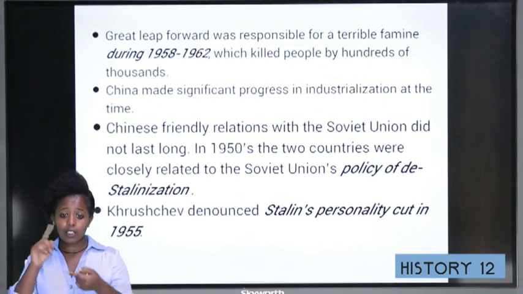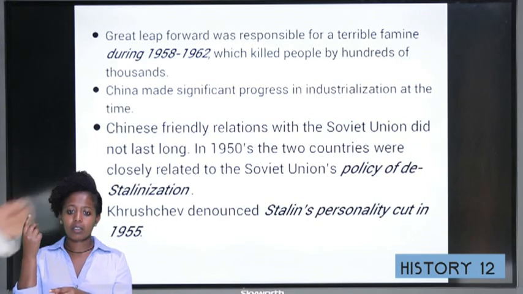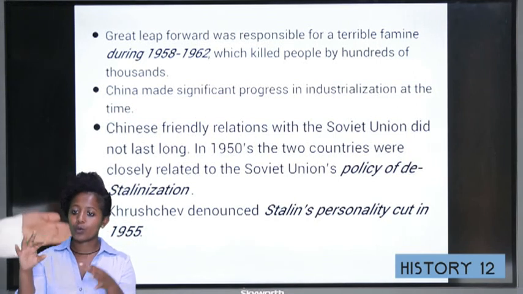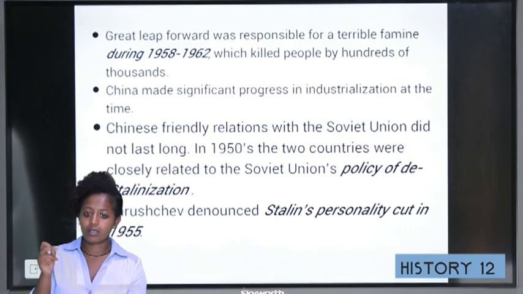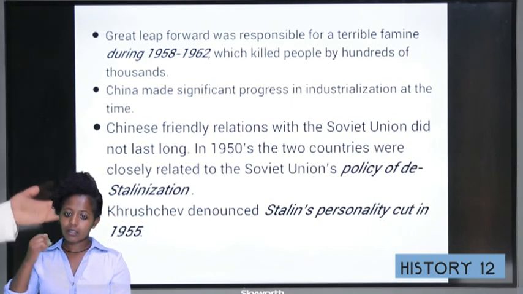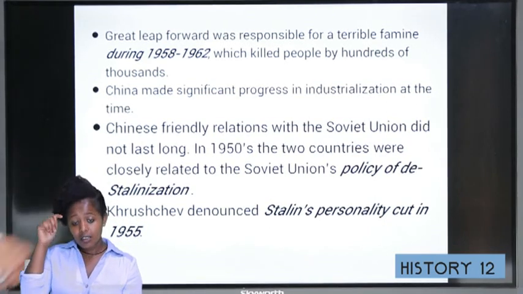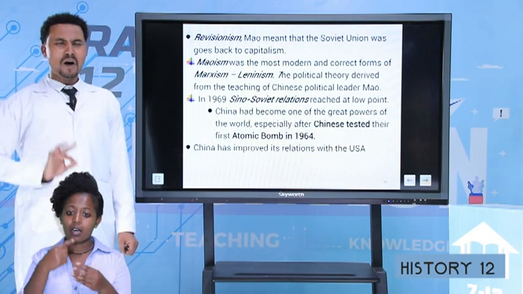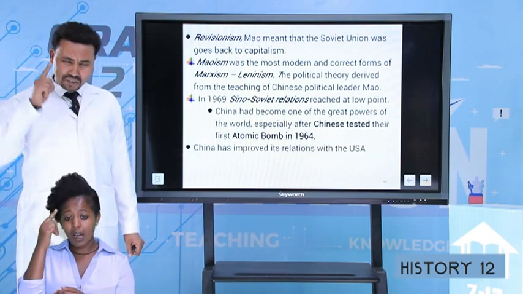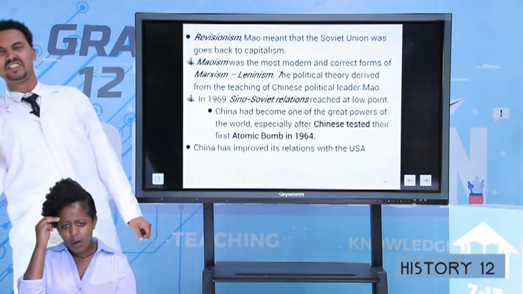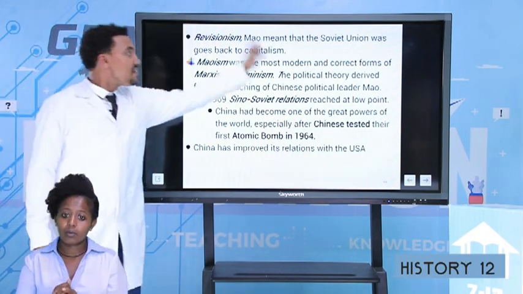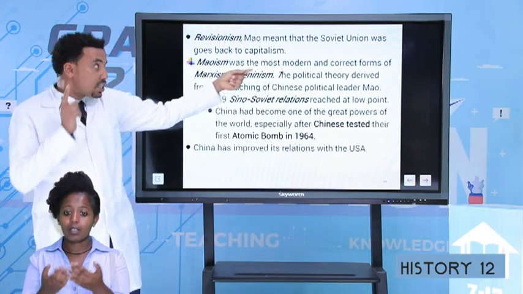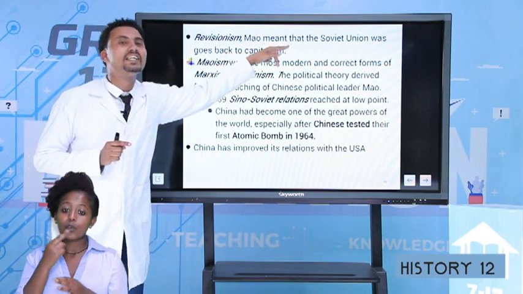The Chinese friendship with the Soviet Union did not last long. In 1956, the two countries fell out over the Soviet Union's policy of de-Stalinization, which was declared by Nikita Khrushchev. According to Mao, mind you student, Russia was revisionist. Revisionism means the Soviet Union goes back to capitalism.